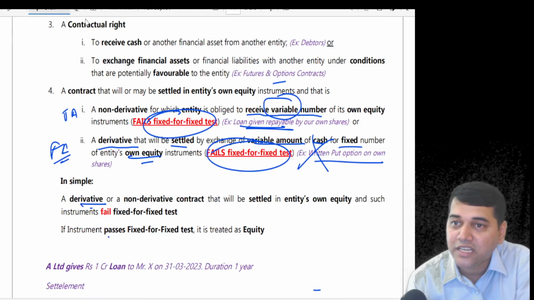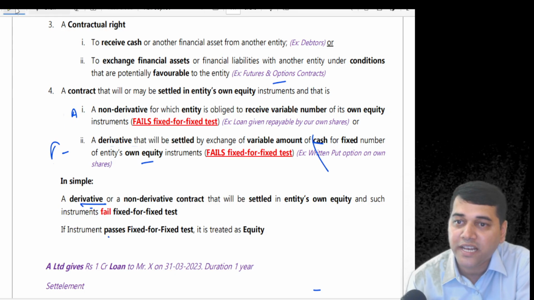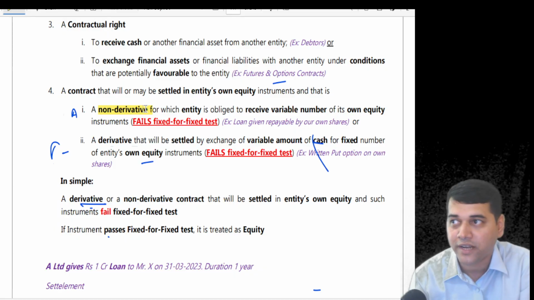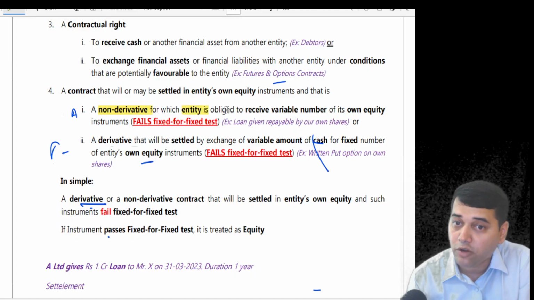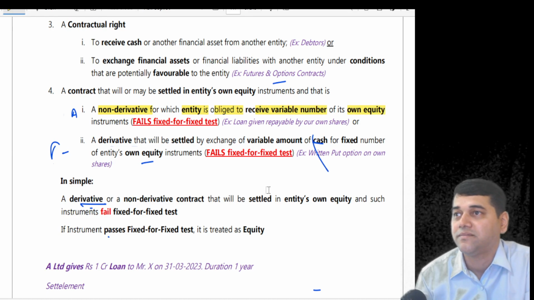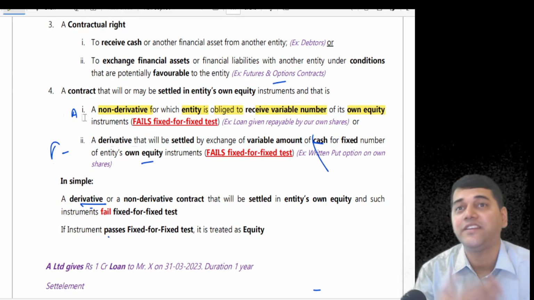It is a non-derivative contract, because a loan is a non-derivative contract. It is not a derivative contract. The entity is obliged to receive a variable number of its own instruments. This is the case. Then still it is a financial asset.